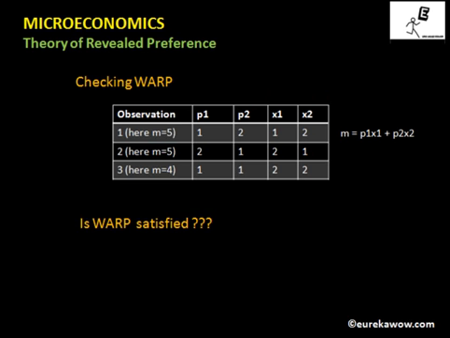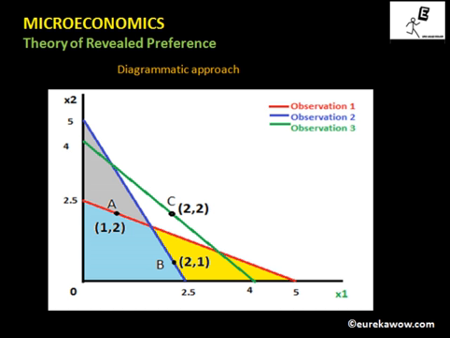So we will follow two methods for this. One is the diagrammatic approach, and the second will be calculating it. So the diagrammatic approach is quite simple. The point A, the red line, basically represents observation 1. The point B, which lies on the blue line, basically represents observation 2. And the third point, which lies on the green line, represents observation 3. Now we are going to check for WARP.